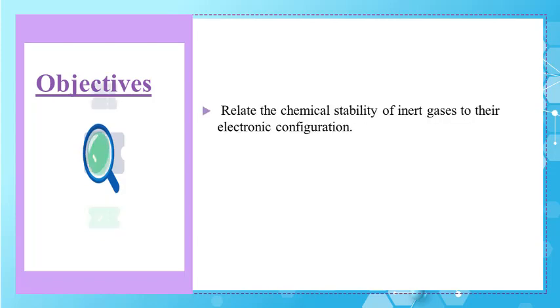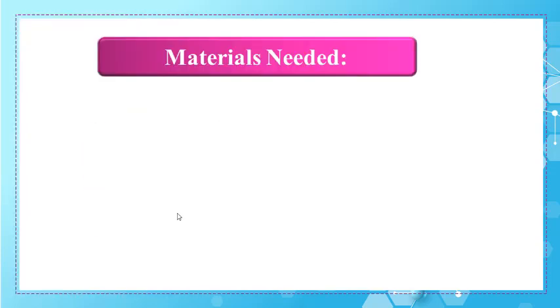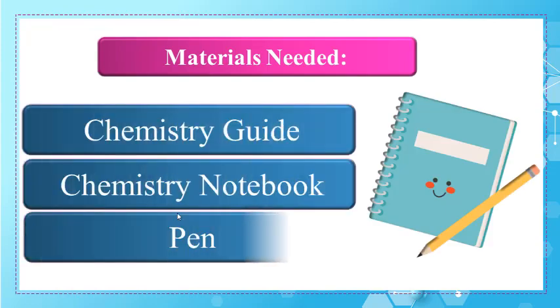And in this video, we'll cover the following objectives. Relate the chemical stability of inert gases to their electronic configuration. Identify the valence electrons, and represent the first 20 elements according to Lewis dot symbol. Prepare your materials and let's start.